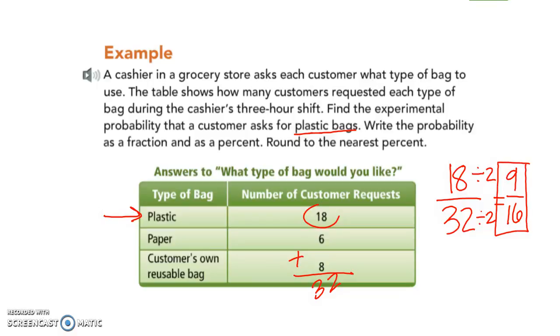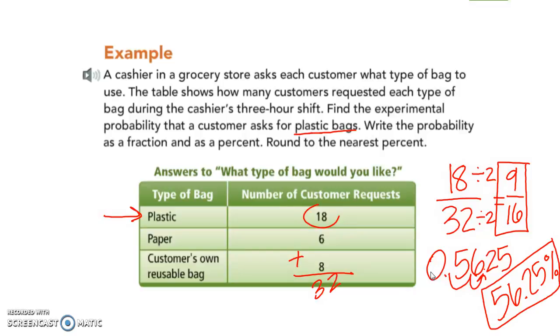How do I change that to a percent? Well, first I have to change the fraction to a decimal, and then from the decimal I go to the percent. How do I go from a fraction to a decimal? I just divide the fraction. So 9 divided by 16, I get 0.5625. And then to go from a decimal to a percent, I just scoot the decimal over 2 times. So it would be 56.25%.